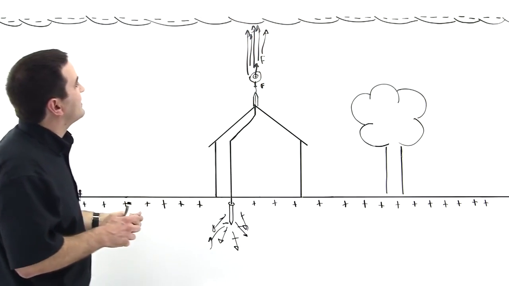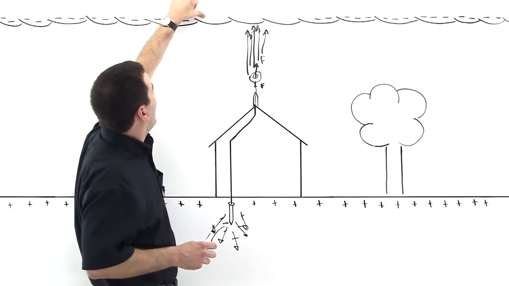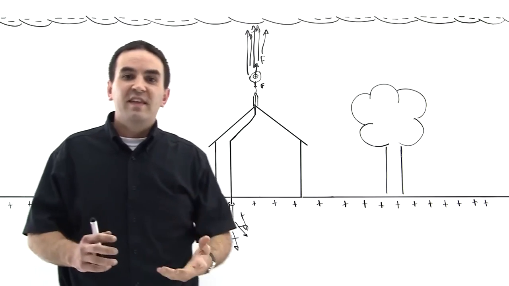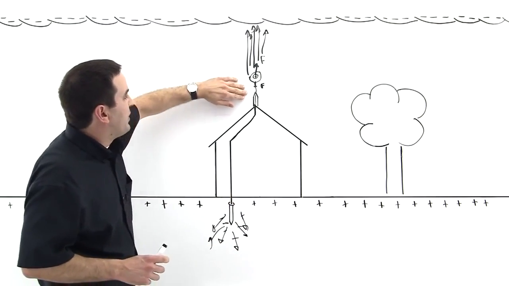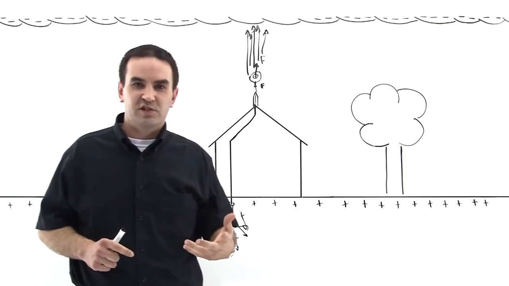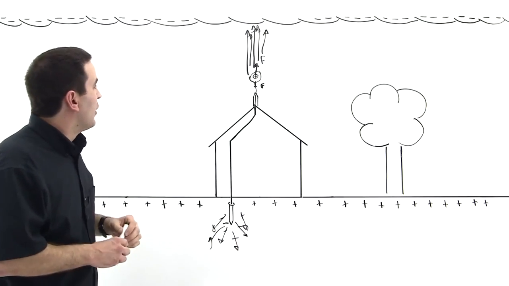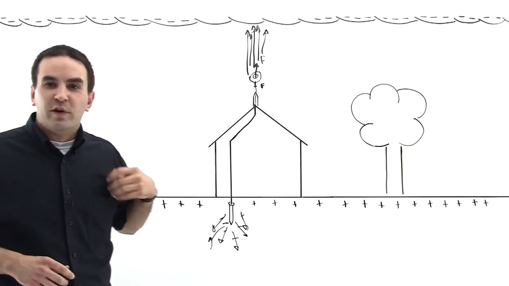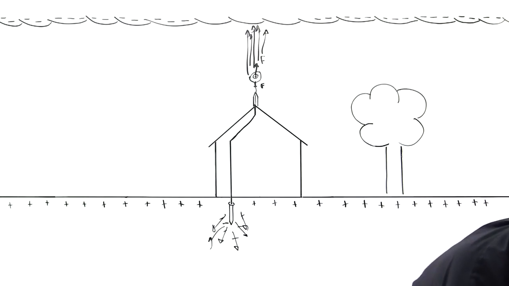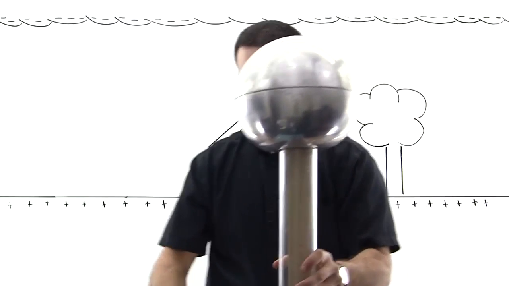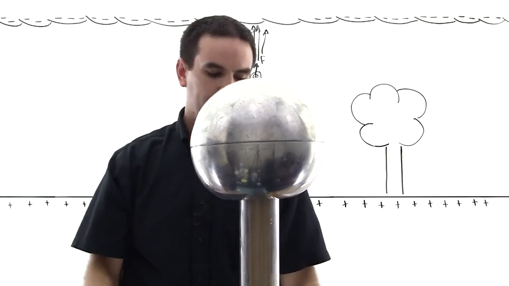So lightning rods, not only do they not attract lightning, they prevent lightning from striking structures because of this ionization process that's called coronal discharge. Okay, I know this is not an easy one to accept, so we're going to do an experiment to verify it. We've got this Van de Graaff generator here.